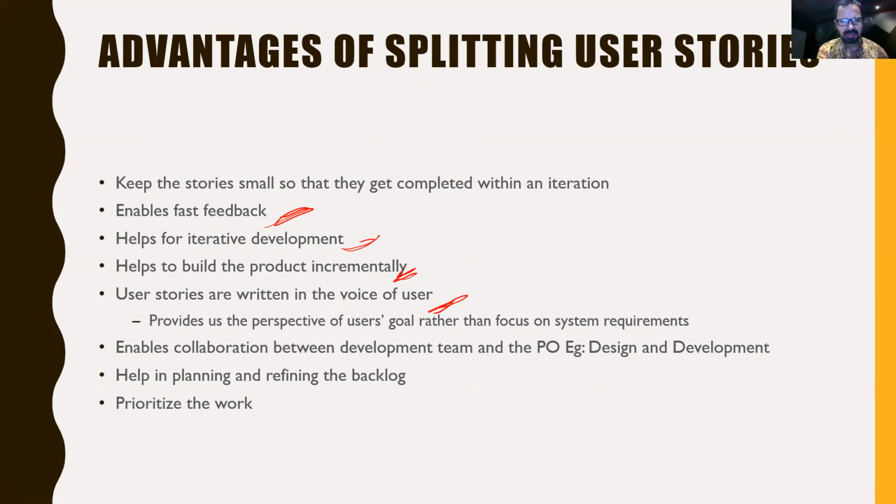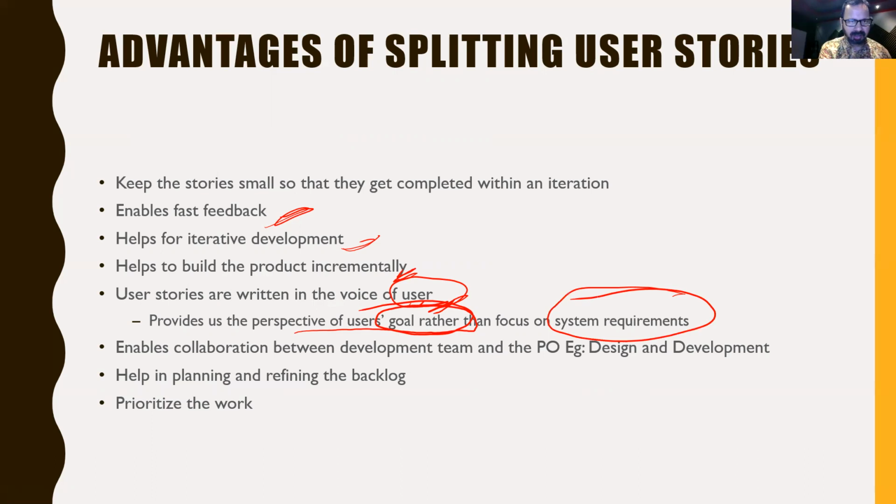User stories are written in the voice of the user. So when the user stories are written in the voice of the user, it provides a perspective of what the goal is, rather than focusing on the bells and whistles. Okay, can we add this also to the system requirement? Can we add that also to the system requirement, etc.